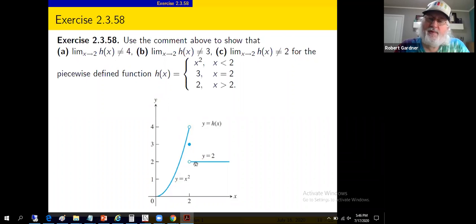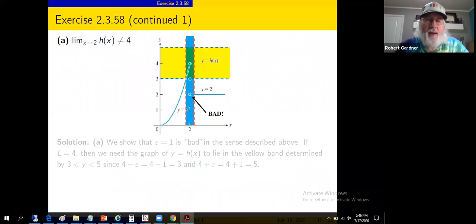All right, so this is actually a pretty good question to illustrate what's going on with the definition of limit by dealing with the negation of the definition of limit. All right, part 1, we want to show the limit as x approaches 2 of h of x isn't 4. Well, inspired by that previous picture, I want to choose an epsilon value such that when I make a yellow horizontal band, there's always a piece of the function that's outside, no matter how close we get to 2.